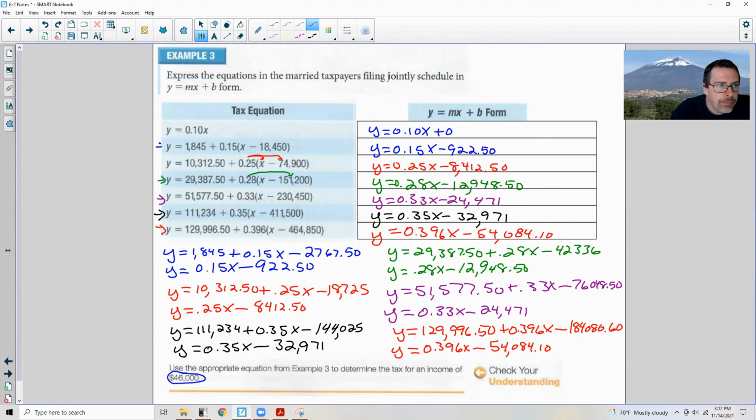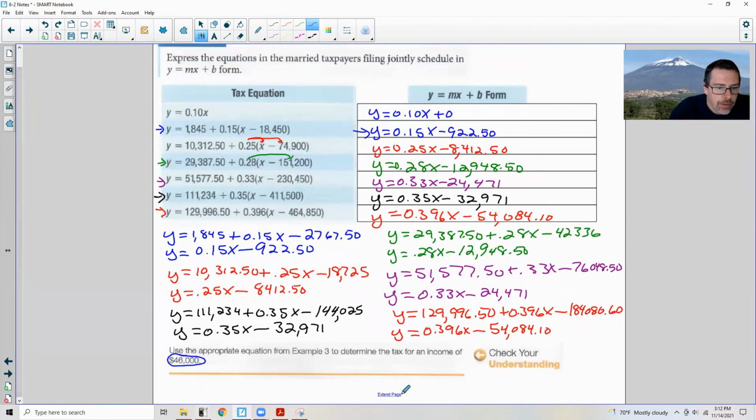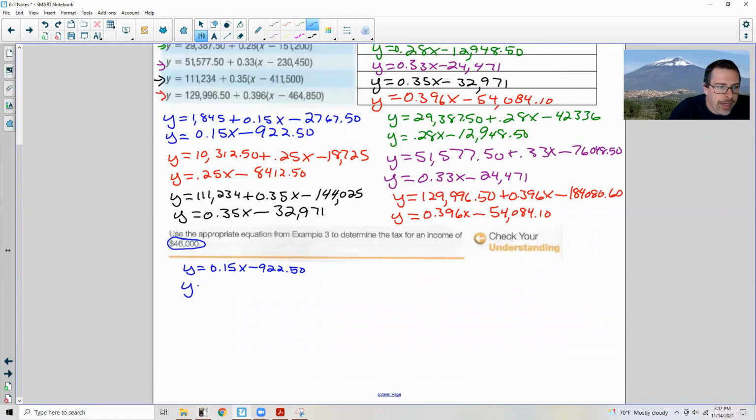So it's this one, which became this one. So we're going to write y equals 0.15x minus $922.50. My x is my taxable income, my y is the tax I pay. So it's going to be 0.15 times 46,000 minus $922.50.